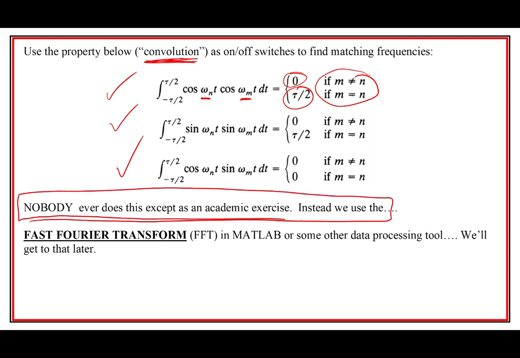Nobody ever does this except in an academic exercise to demonstrate where it comes from. What they really do almost always is a fast Fourier transform. There's something called a discrete Fourier transform, and you might find that when you get into research, you might do that type of thing. But the fast Fourier transform is very much the most common data processing tool.